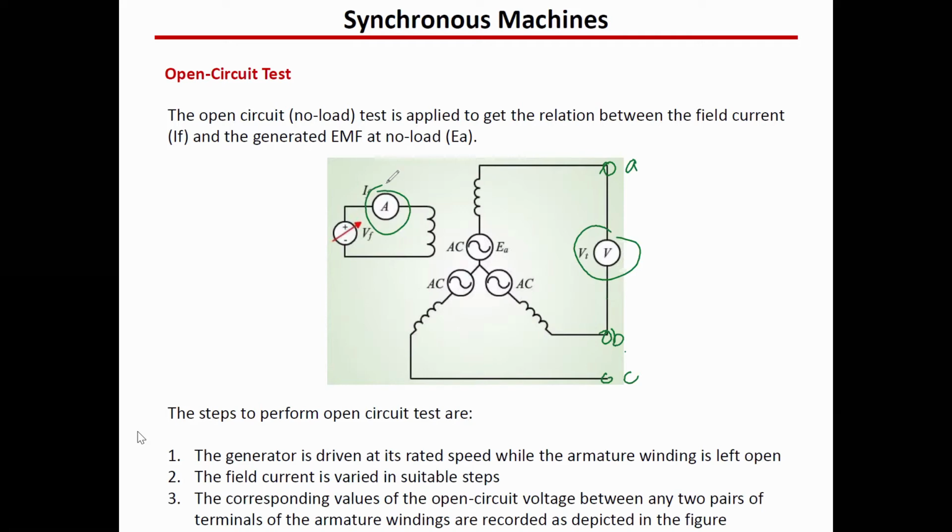So what we're gonna do, we will start to change the voltage source here for the field. And of course, this will change the current that we inject to the field. And what will happen if we start increasing the field current? The voltage here will start to increase, right? So each time we are changing the current, we record what will be the voltage between the two terminals of the machine. That's it.